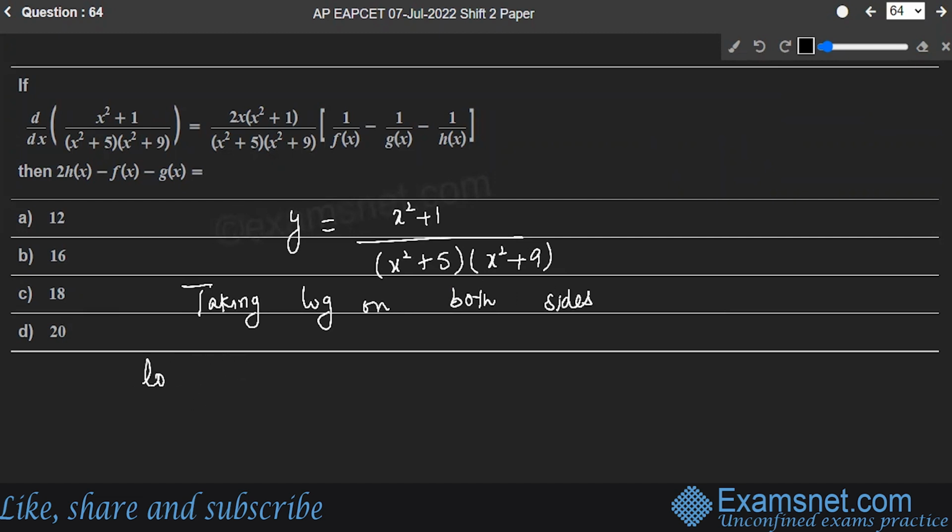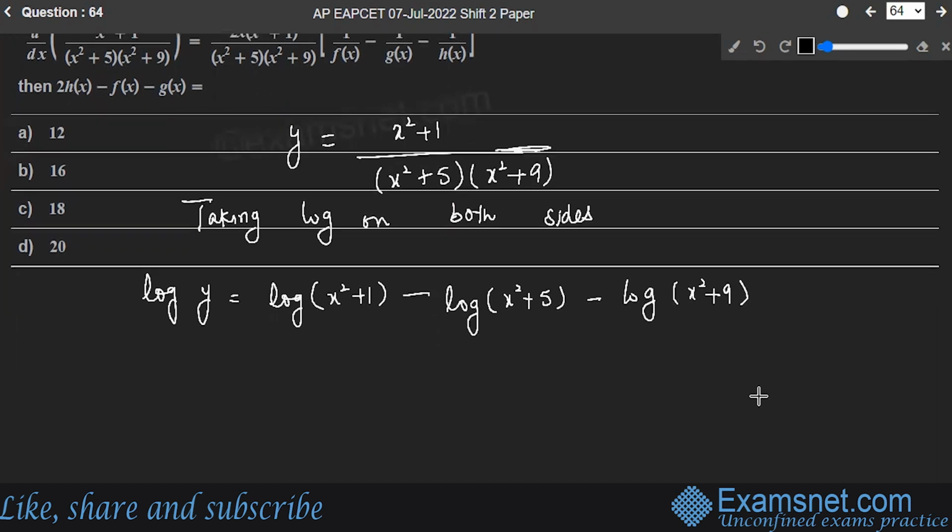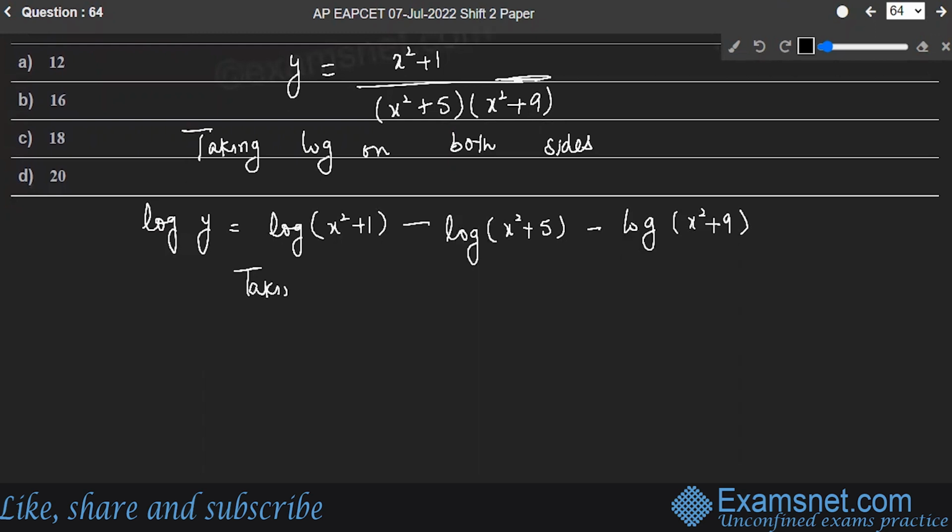So if I'm taking log, that makes log y equal to log of (x squared minus 1), since this is in the division, right? So I will say minus log of (x squared plus 5) minus log of (x squared plus 9), right? Now let's take the derivative on both sides. So for log y, the derivative will be 1 by y multiplied by dy by dx. This is equal to the derivative of log of (x squared minus 1), which will be 2x, and 1's derivative is 0, so I will not write down that one.